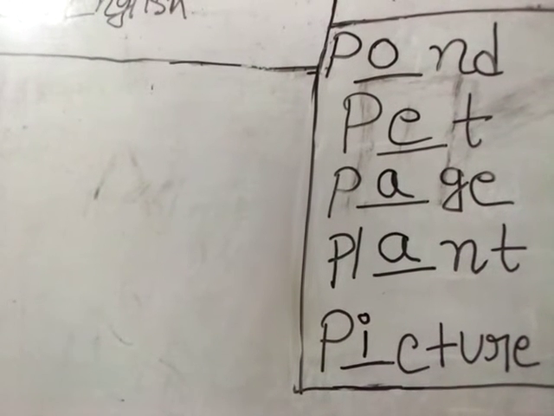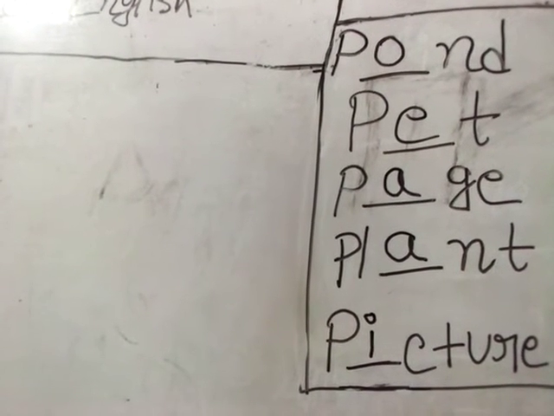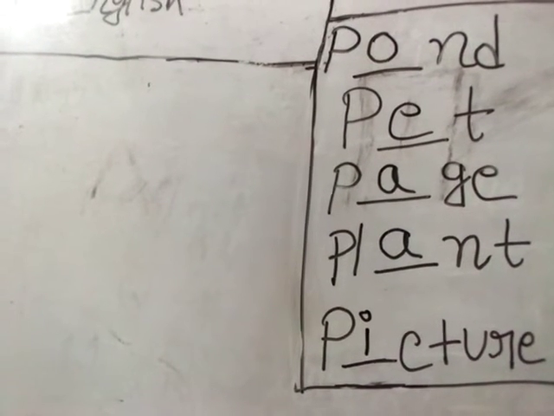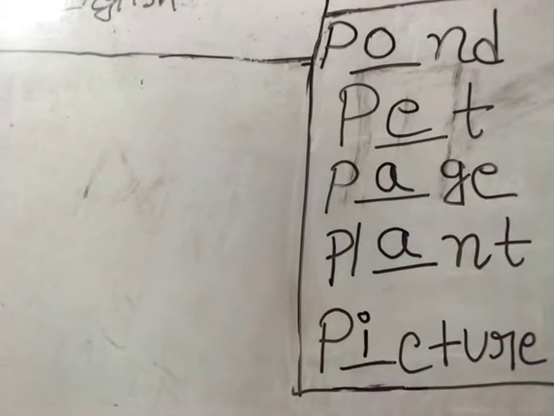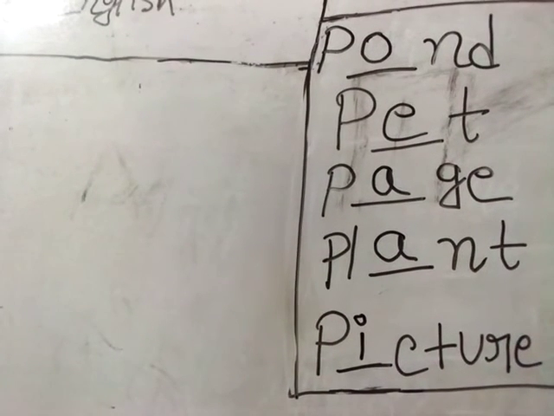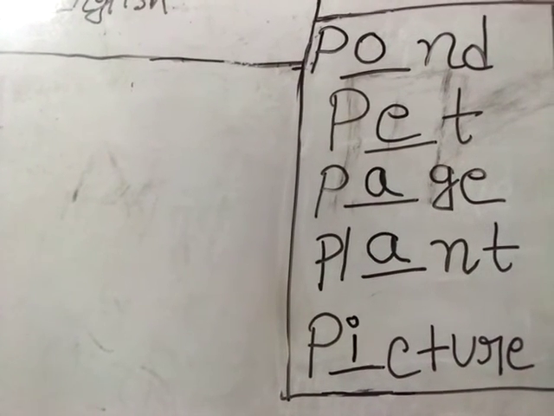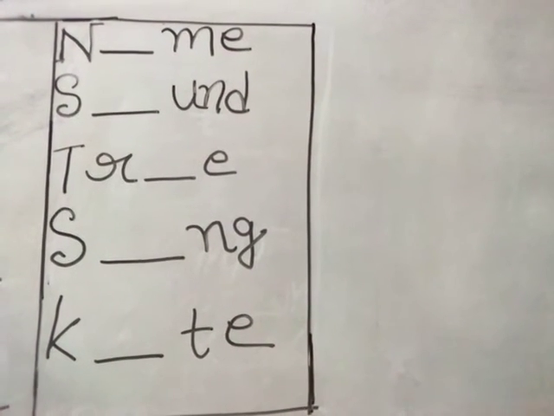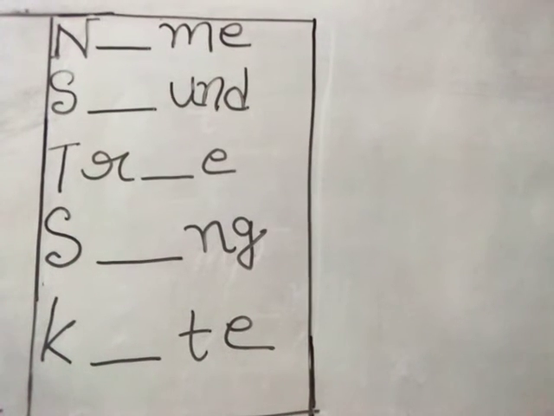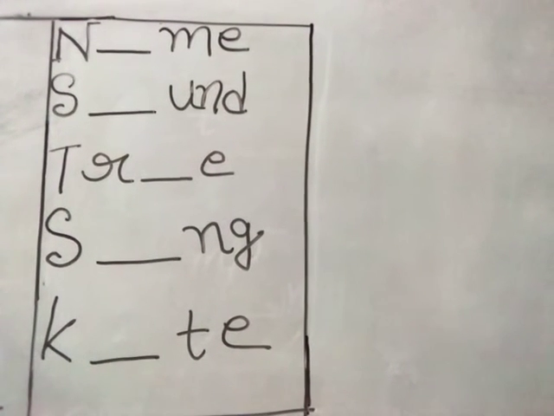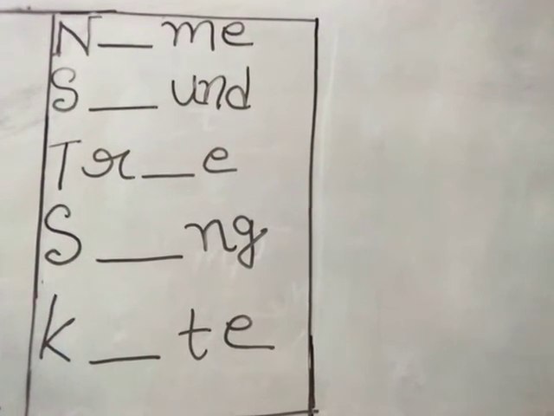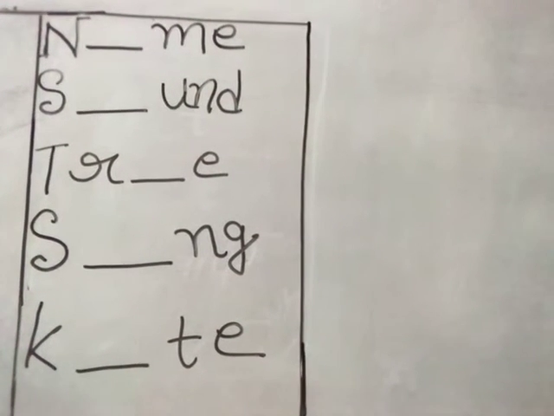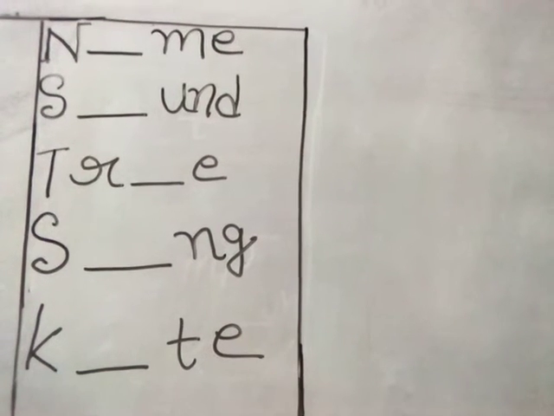So pond, pet, page, plant, picture, all these are 5 words in the first box. Okay. Let us see what are in the next one. Okay, babies. So here are the rest of the 5 words for us. You can see one by one with the missing letter, that means with gaps in each and every word. So without the letters, these are quite incomplete.